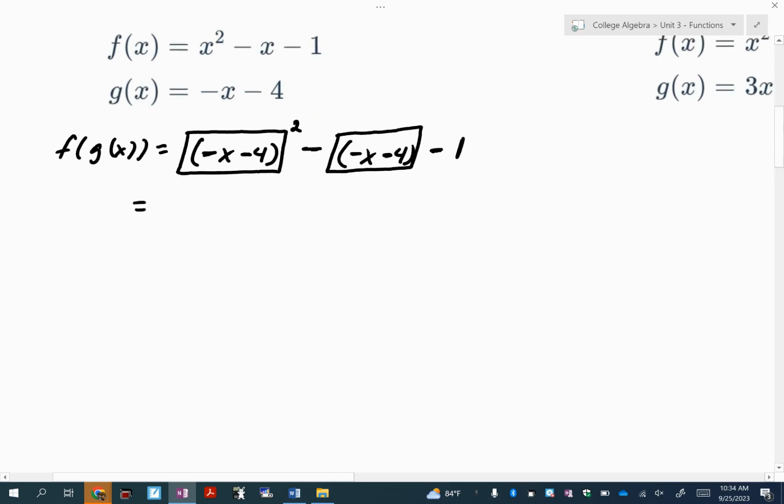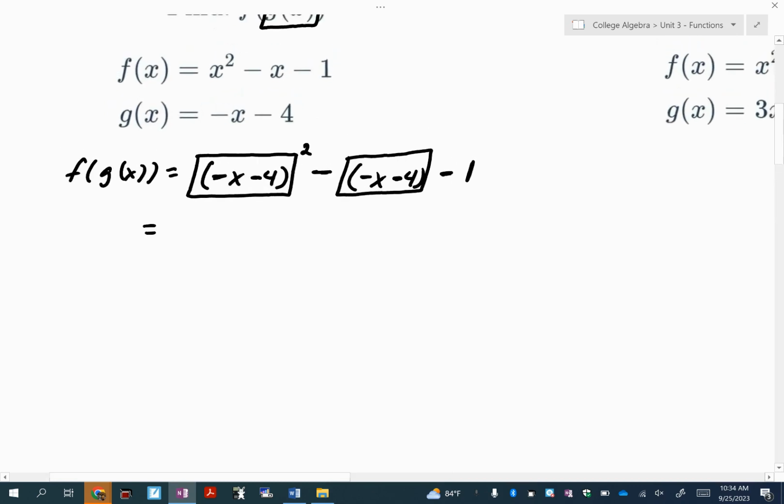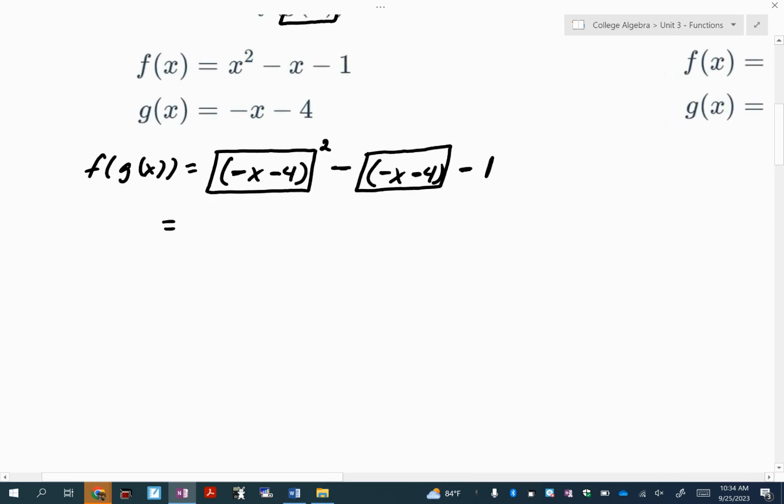All right, so now I'm going to distribute negative x minus 4 squared. Again, if you need to write it out twice, two of them, and multiply, that's fine. The way I do it is I take the first one and I square it. Negative x squared is positive x squared. I take the second one and I square it. Negative 4 squared is 16. And then to find the middle term, it's the first term times the second term times 2. So negative x times negative 4 is positive 4x. Positive 4x times 2 is positive 8x.